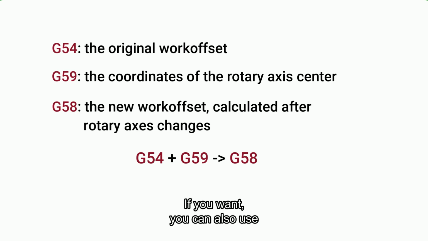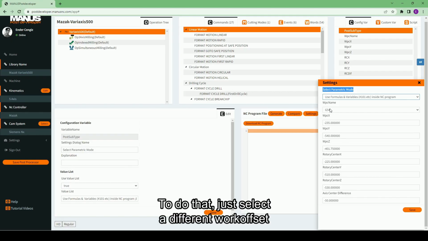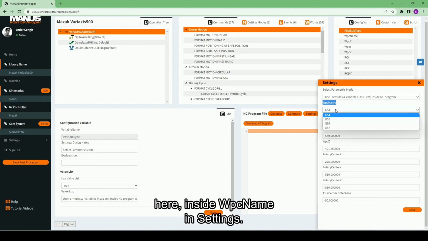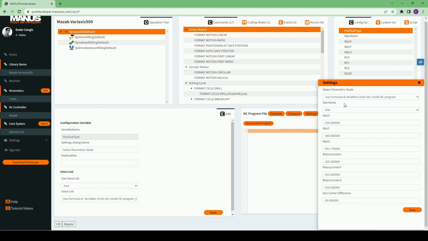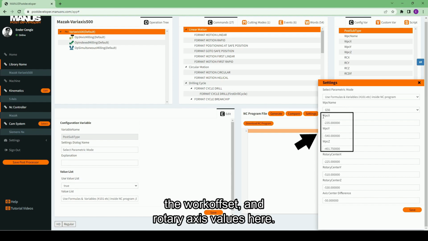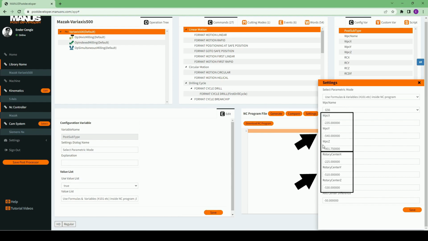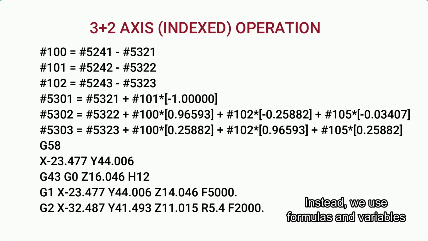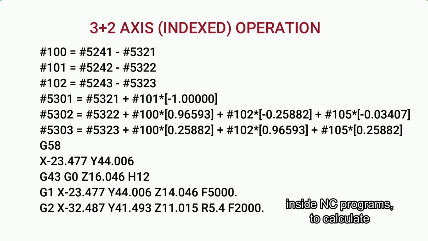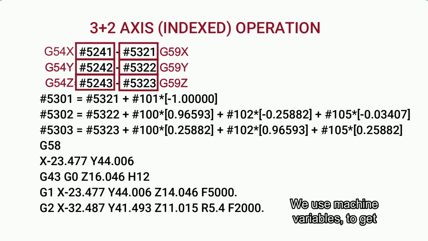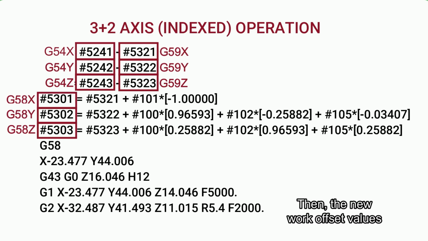If you want, you can also use another work offset other than G54. To do that, just select a different work offset here inside WPC name and settings. In this mode, you don't have to enter the work offset and rotary axis values here. Instead, we use formulas and variables inside NC programs to calculate the new location of the work offset after rotary axis changes. We use machine variables to get the work offset values from G54 and G59. Then, the new work offset values are calculated and assigned to G58.